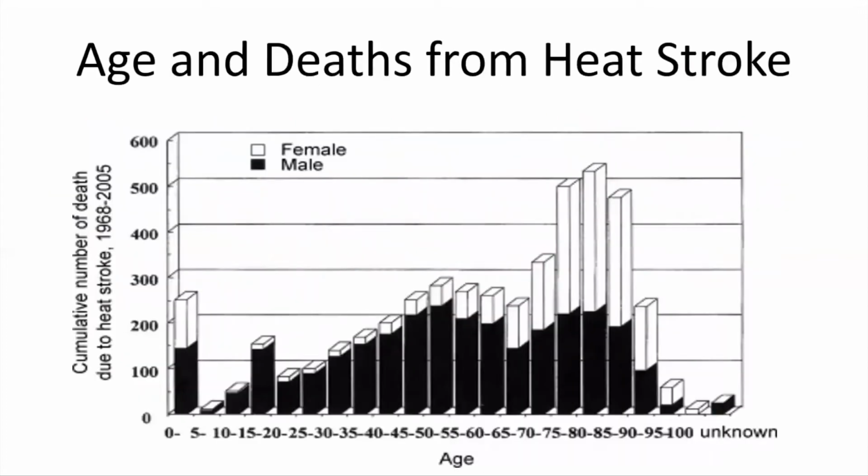This graph is showing the number of deaths from heat stroke, and you can see in the population starting from about 75 to 90 years of age, this is where we see a big increase in deaths related to heat stroke. And this is related to their impaired ability to thermoregulate. And that brings us to the end of this section.